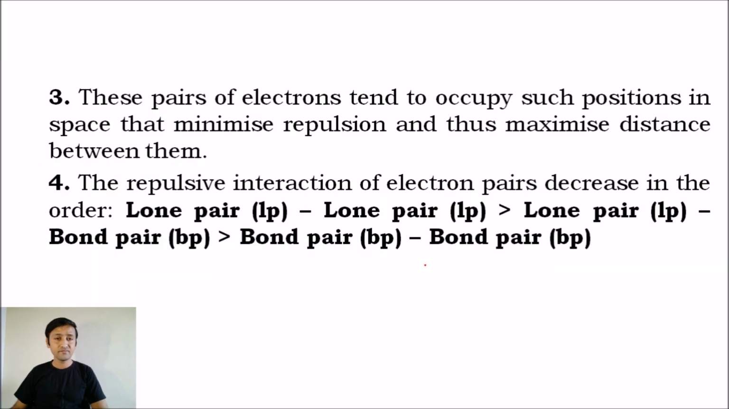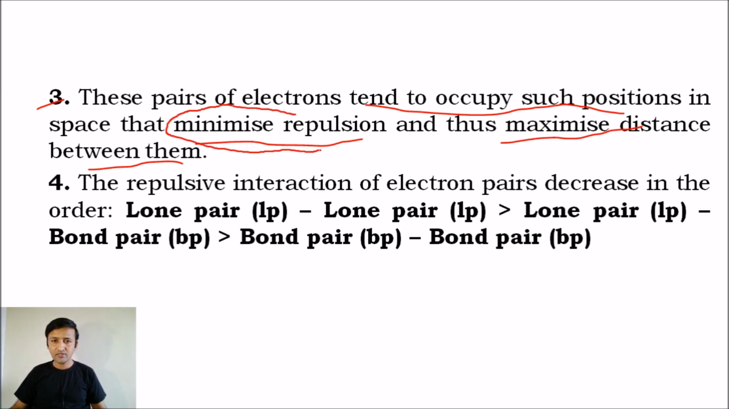Next one now. The third postulate is these pairs of electrons tend to occupy such positions in space that minimize the repulsion and thus maximize the distance between them. Now if we take electron pairs, bonded as well as non-bonded, they arrange themselves around a central atom in such a way that there should be minimum repulsion and maximum distance between them. In that way the electron pairs get arranged around a central atom. That's the third postulate.